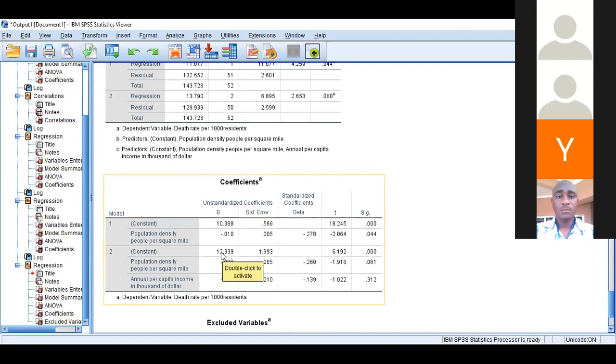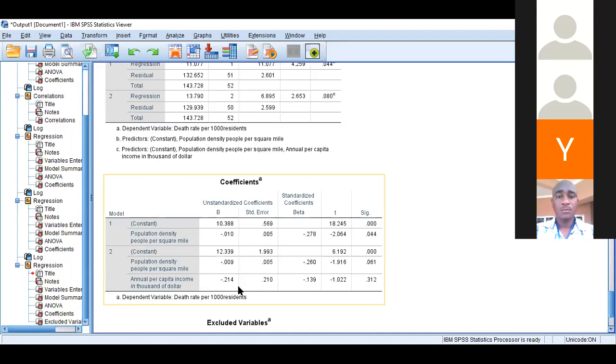In this model, look at the constant. The constant has shifted. Yes, the constant has shifted. You see, look at the coefficient for population density now. It has changed, and the coefficient for annual per capita income in 1,000. Can you see? But it's still showing that both of them are in opposite directions to death rate.